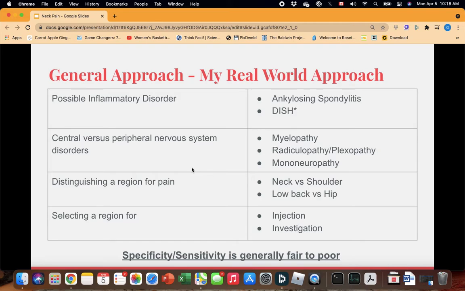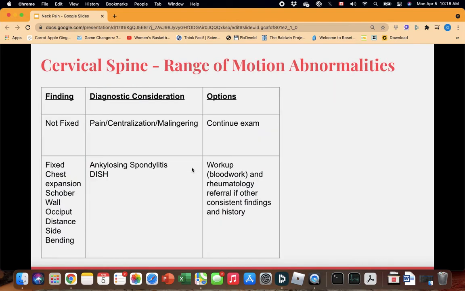I want to point out that if you look at the textbooks, in general, the specificity and sensitivity for any one of the tests that we're going to be going through today is generally poor. And that's why I think it's important to try and put together as much information from the history, the physical examination, and investigations to guide your approach.